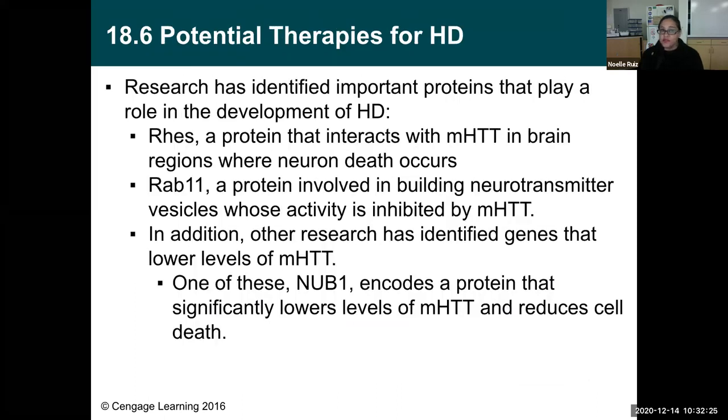Potential therapies. Research has identified important proteins that play a role in the development of HD. RHES is a protein that interacts with the mHTT in brain regions where neuron death occurs. RAB11 is a protein involved in building neurotransmitter vesicles whose activity is inhibited by mHTT. Remember, too much mHTT is what causes brain cell death.